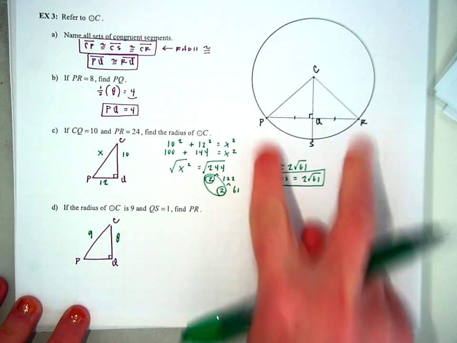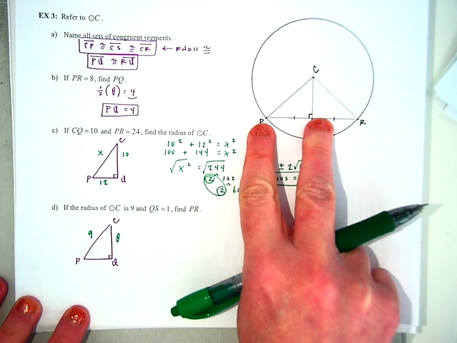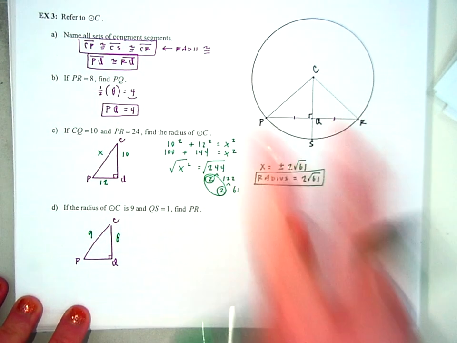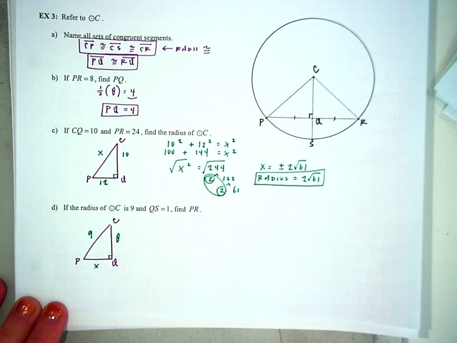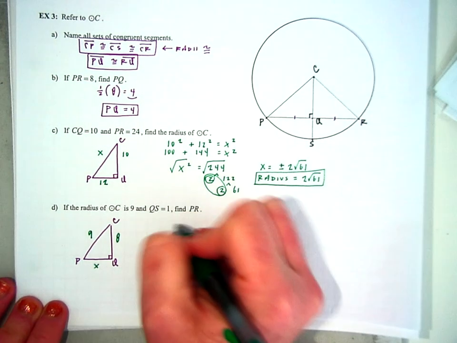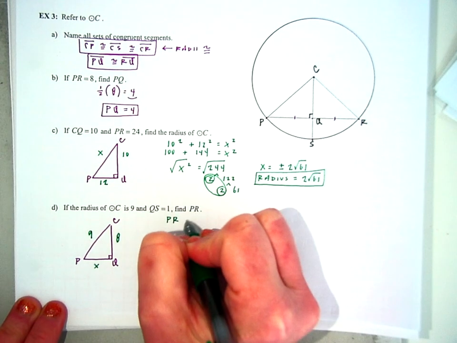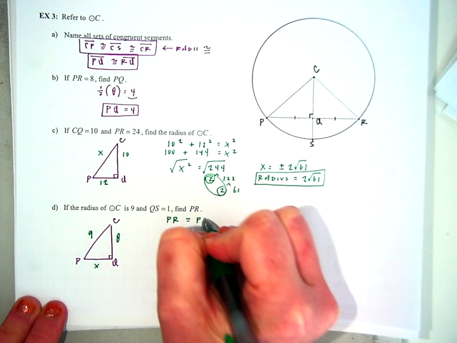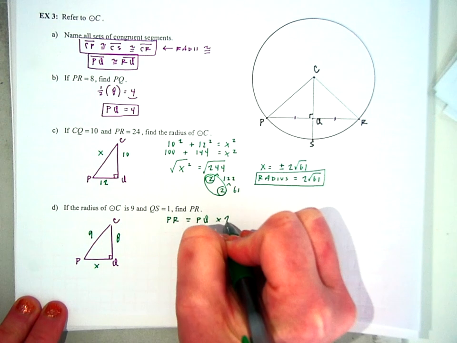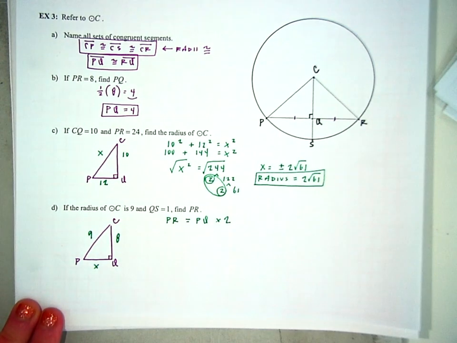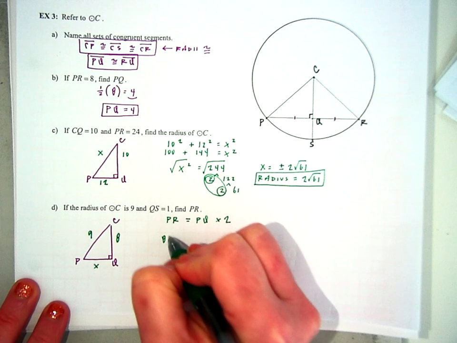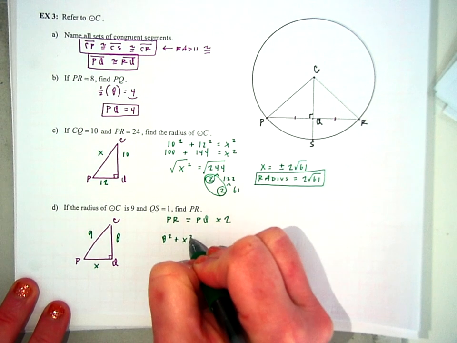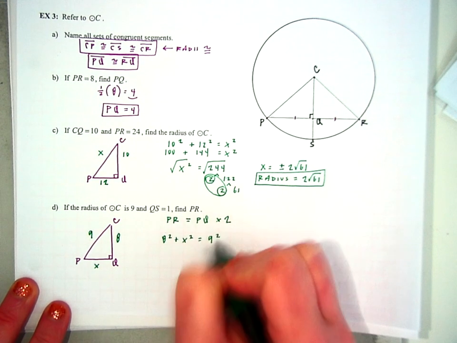And I'm trying to find PR. So I want PR, but I can solve for PQ. And once I have PQ, I just have to double it. So I'm going to call it X, and I want to remind myself that I have to double it to get to my final answer. For PR, that will be whatever PQ's measure is, times 2. So I'm going to solve for X, but then I'm going to double it. So back to the Pythagorean Theorem. I know that 8 squared plus X squared equals 9 squared.